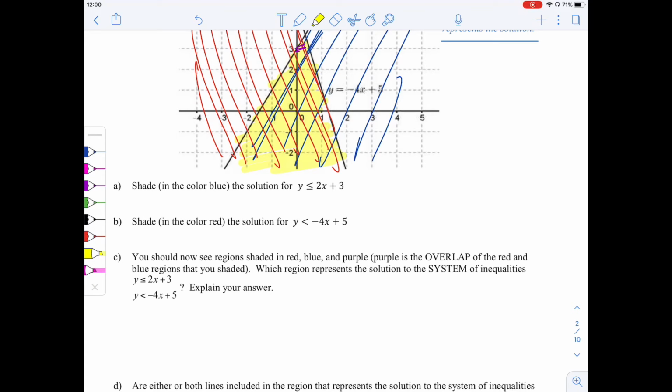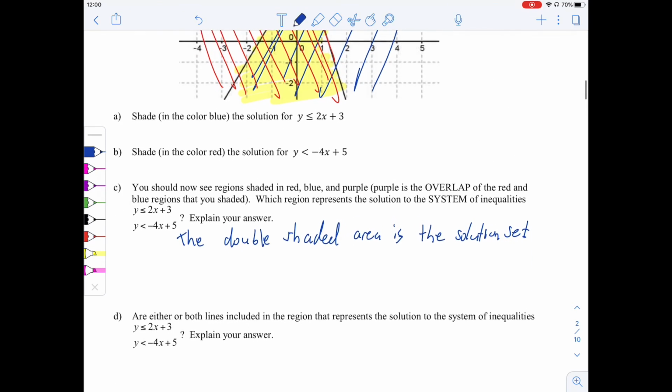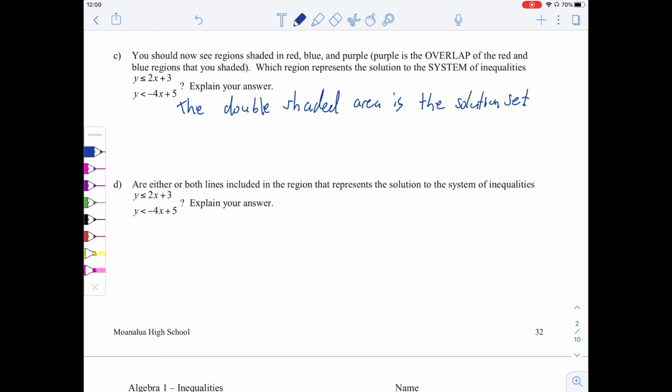So explain your answer. The double shaded area is the solution set, so any point within there is a solution. Are both boundary lines included? No. Y is less than or equal to, so this one, the line is included. This one right here is not included.